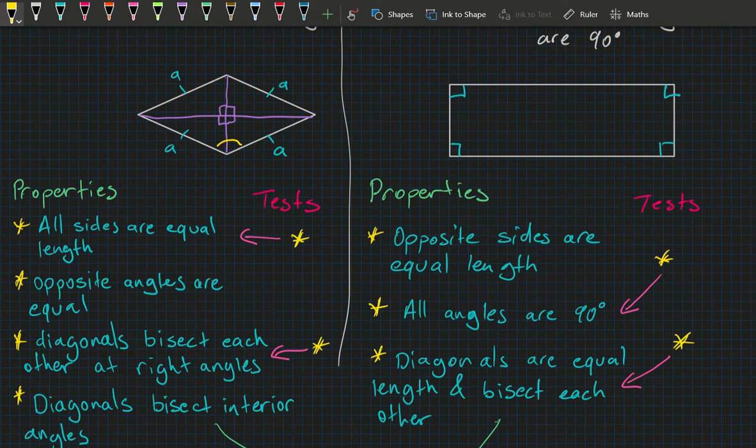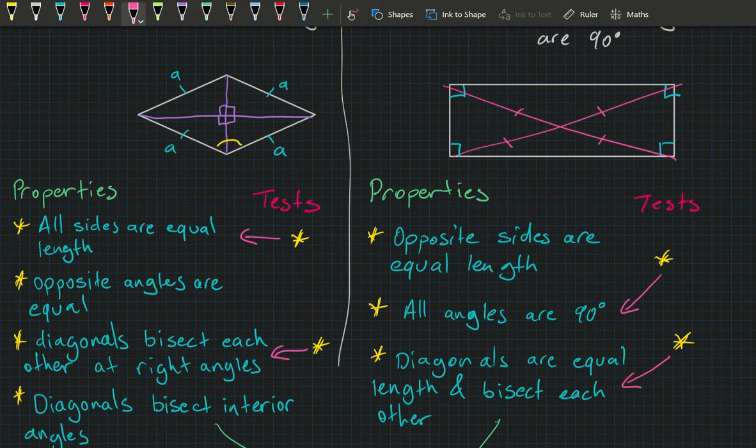Okay, let's look over at the rectangle, and the properties for this are that opposite sides are of equal length. Now obviously that comes from our parallelograms, but the difference here with other parallelograms is that all angles are 90 degrees. And the diagonals are of equal length and bisect each other. And that means that either half would be the same length as the other half.